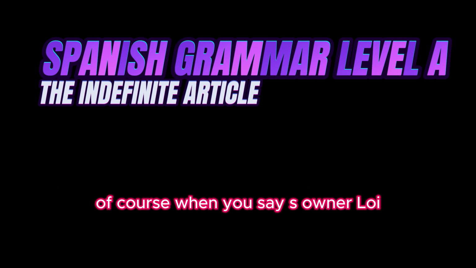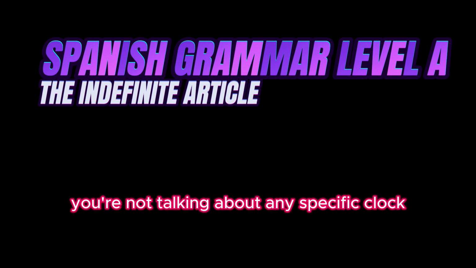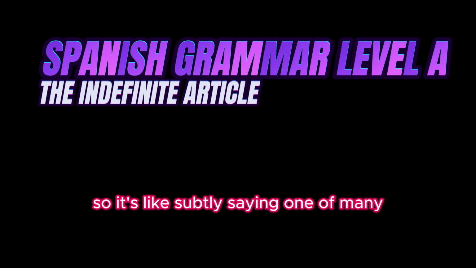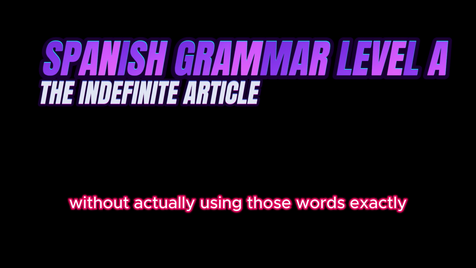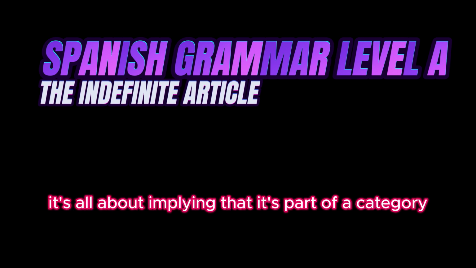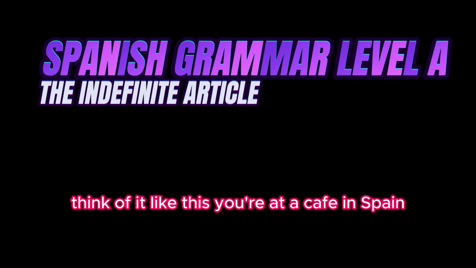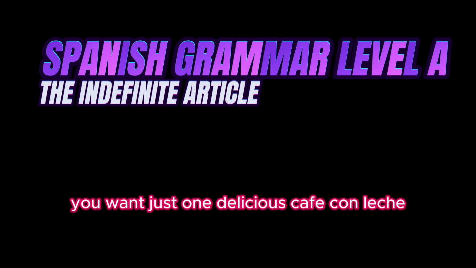Of course. When you say es un reloj, it's a clock, you're not talking about any specific clock. You're saying it's one of many possible clocks. Oh, okay. So it's like subtly saying "one of many" without actually using those words. Exactly. It's all about implying that it's part of a category. That makes sense. And what's the second job? Quantity. Think of it like this. You're at a cafe in Spain ready to order your drink. You want just one delicious café con leche.